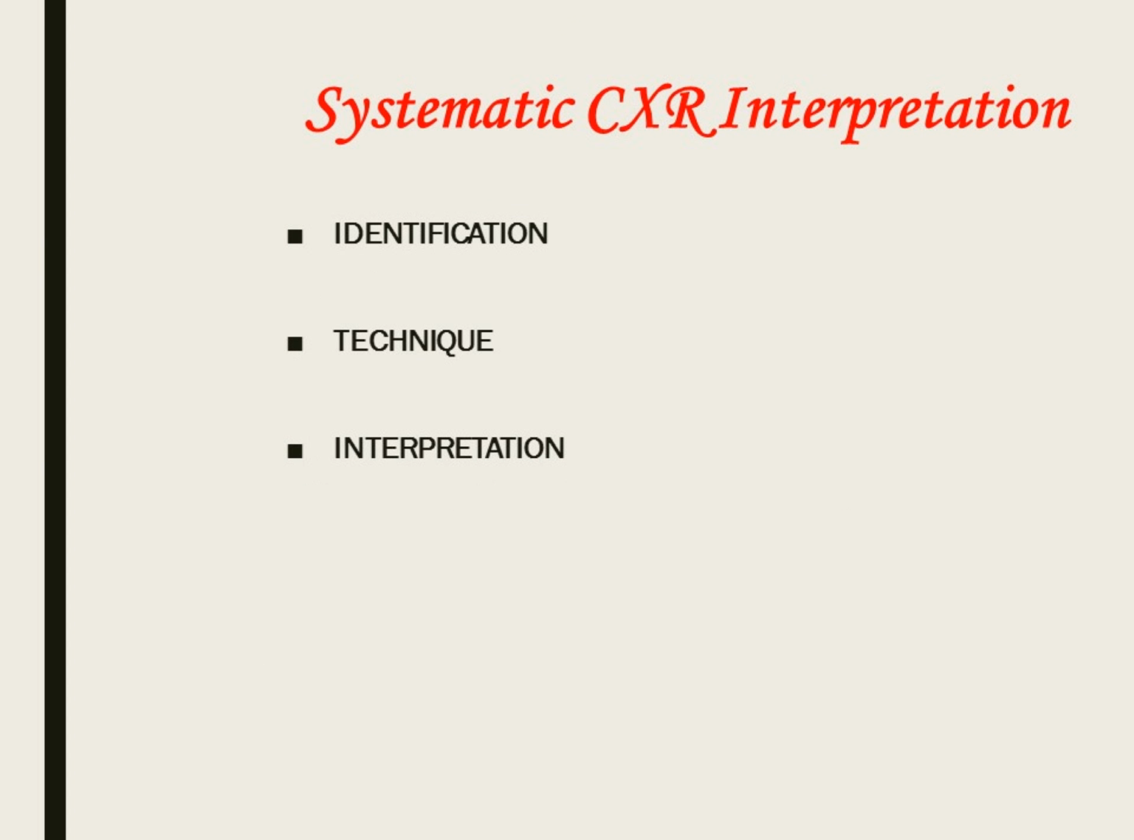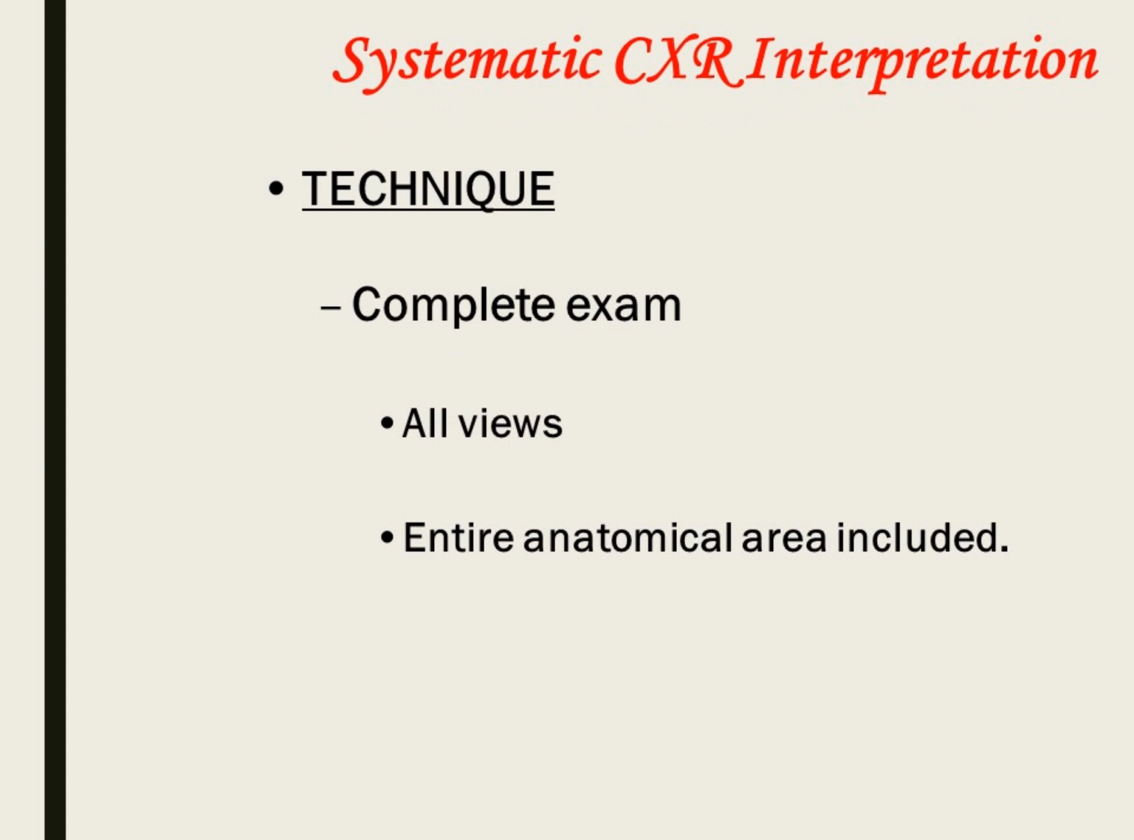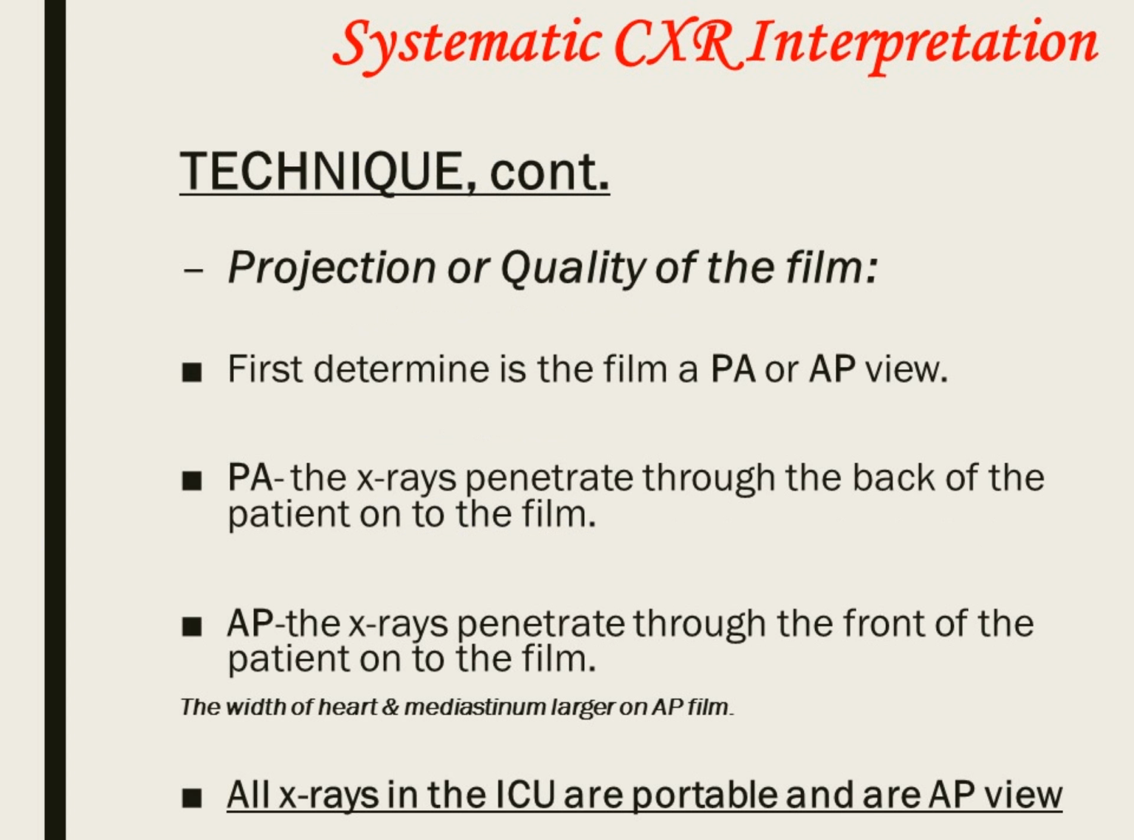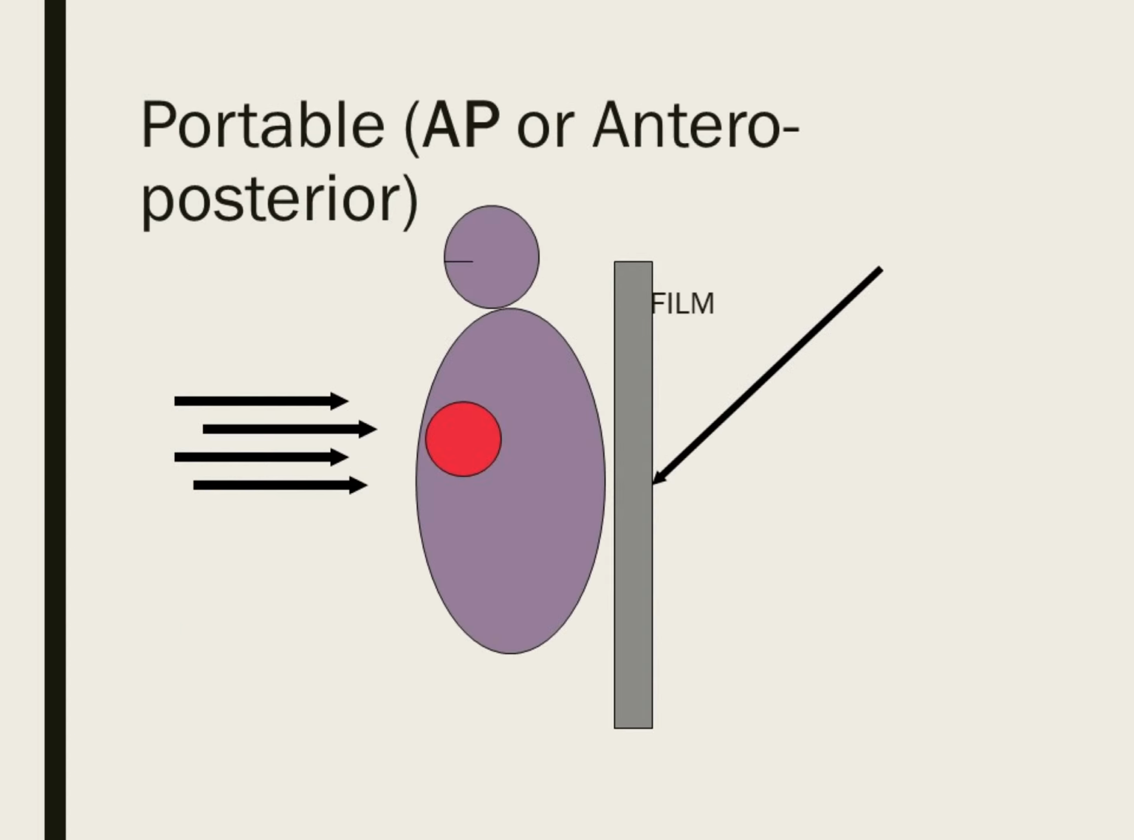So, technique. Is this a complete exam? Do we have all views? Does it show the entire body part that you're looking for? What's the projection quality? Everybody knows the difference between AP and PA X-rays? What do we do in the ICU? We keep people on their backs, right? We shove the film behind them and shoot from the front. That's an AP, and that's usually most of what we do.